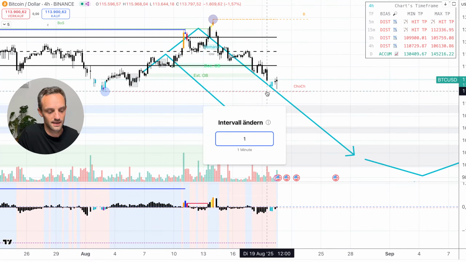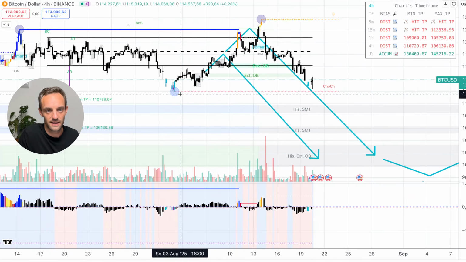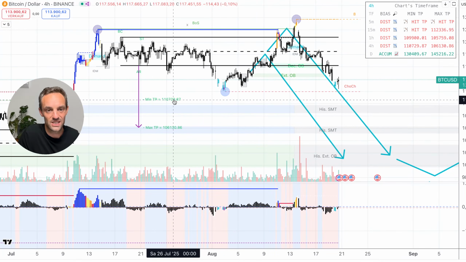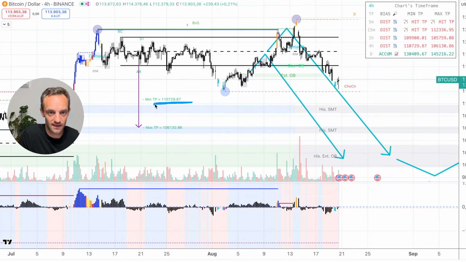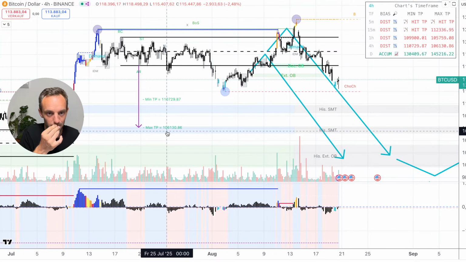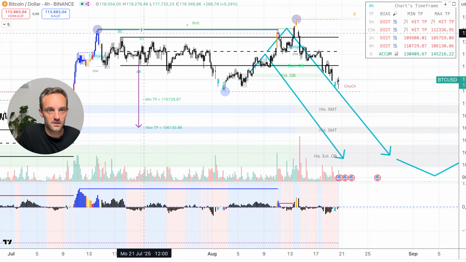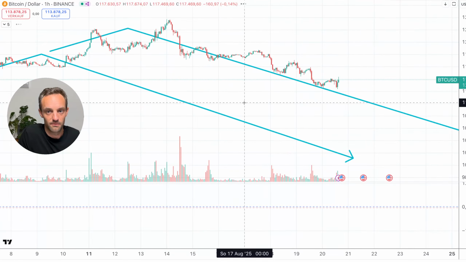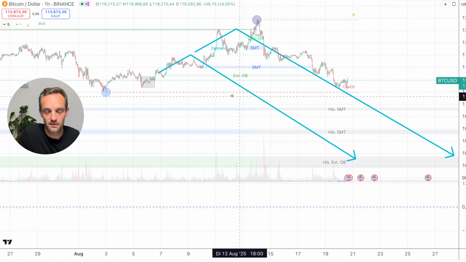Because this is what I said, these kinds of ranges, they can more or less continue forever, as long as we see the breakout to the downside. The targets to the downside are 110,729 to 106,130. So all this looks pretty clear to me here.